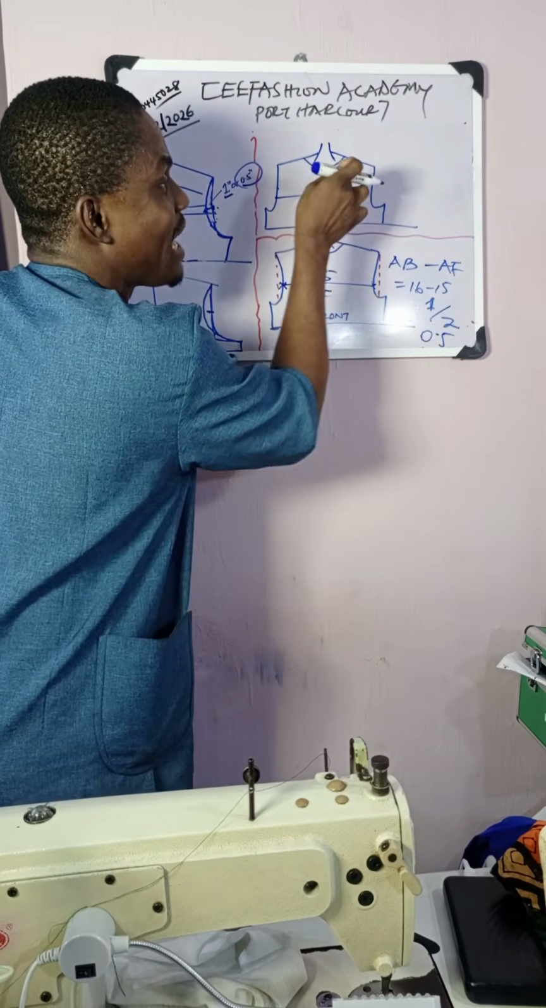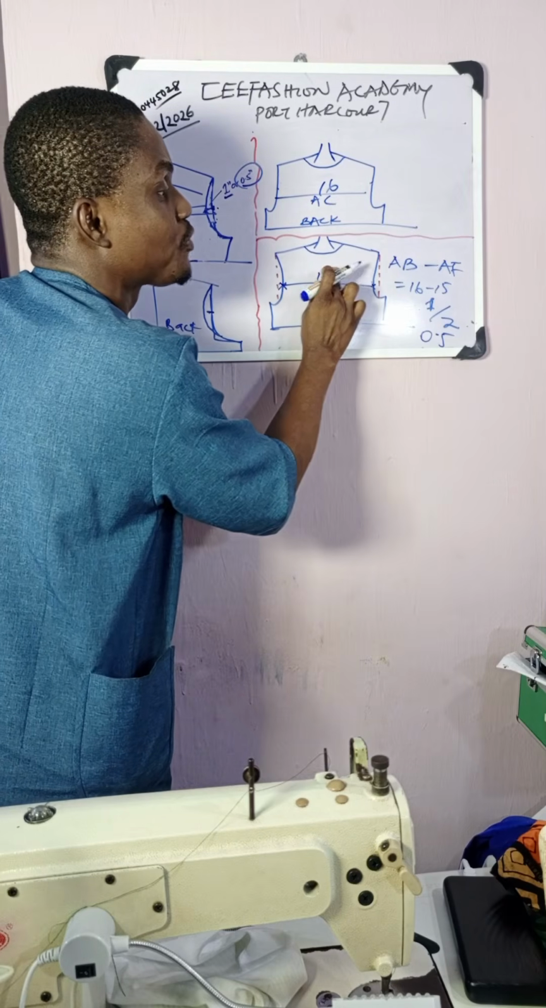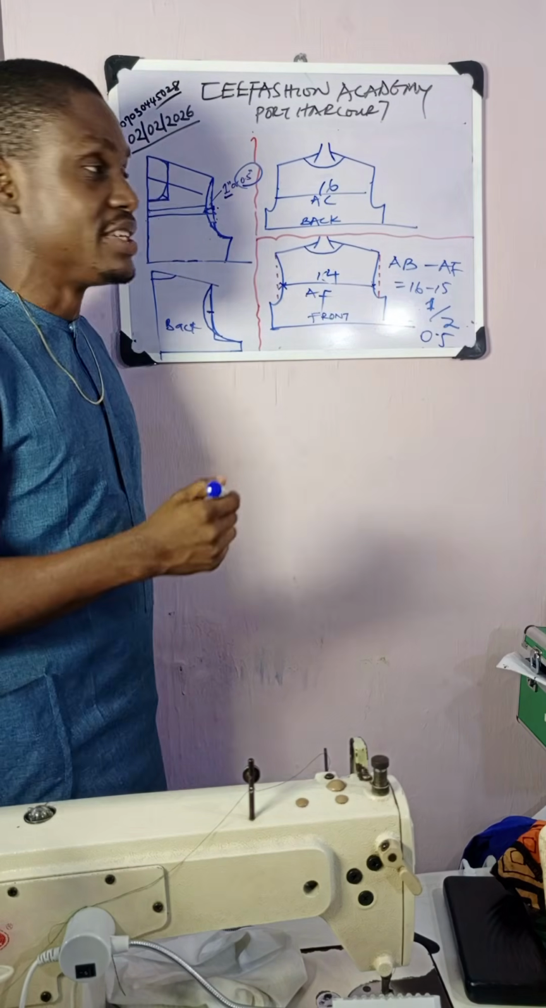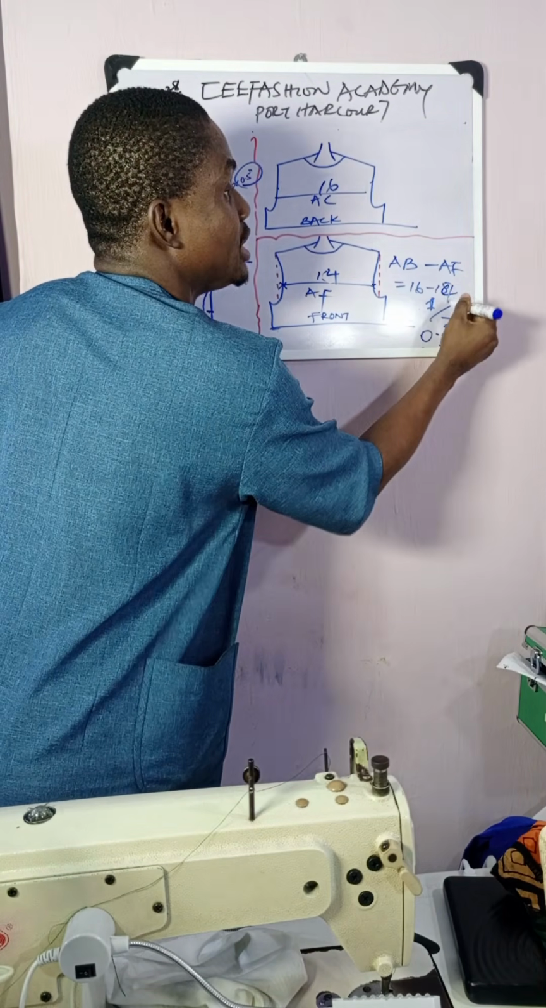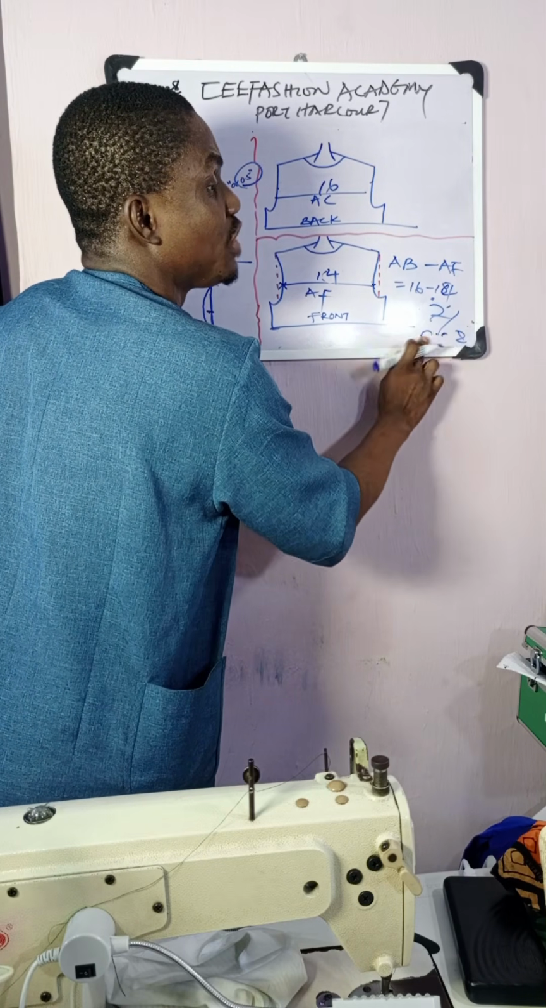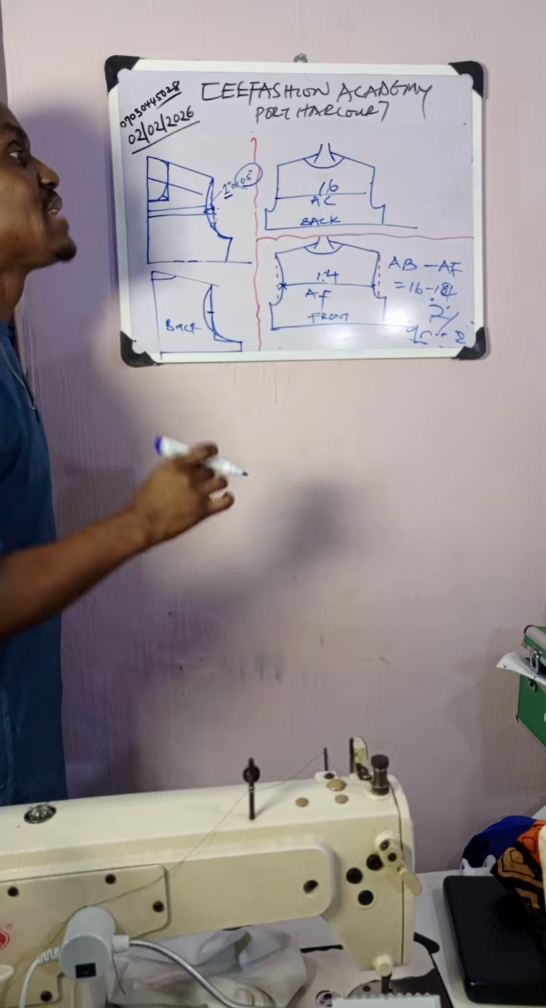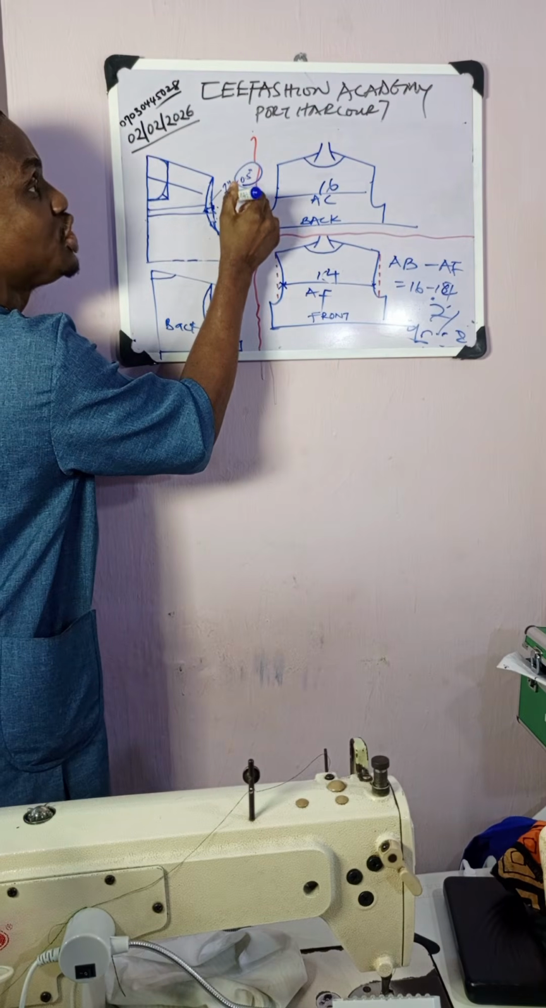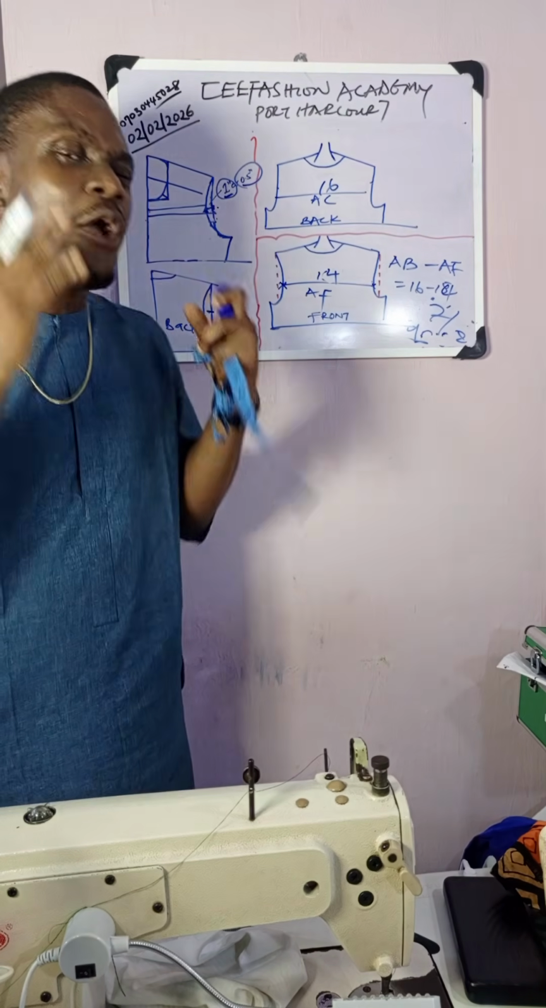Now let me give you another example. Let's say in a situation whereby our cross back is 16 and our cross front is 14. So all you have to do is 16 minus 14, which is going to give you 2 inches. So 2 divided by 2 is going to give you 1. So it literally means that the distance from here to here is actually going to be 1 inch. So I hope this is very, very clear.